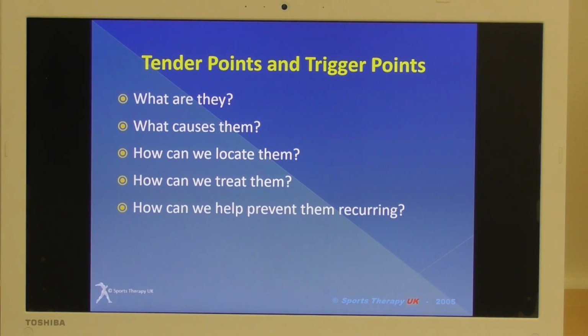It was just a brief recap of what we should be doing as soft tissue therapists, because we're now going to start talking about a new technique. You may have had this done on yourselves, you may have tried playing around with it before today, but this is where we're going to go. So we've got tender points and trigger points. So by the end, we're going to know what they are, what causes them, how we locate them, how we can treat them, and how we can prevent them from reoccurring.